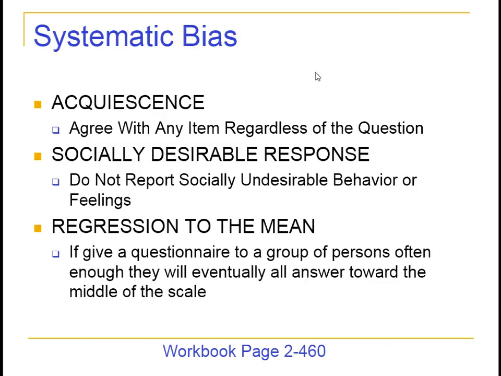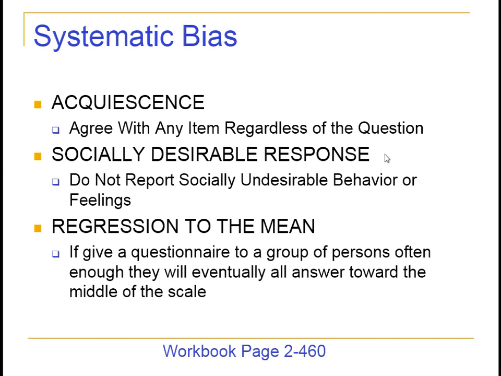The problem with PROs is that you can have some systematic bias. Some people agree with any item regardless of the question. This is why you have a couple of questions for each domain, and you can write them as a positive question and a negative question. And if they answer at the same end of the scale for that similar question, you know that they're doing acquiescence.